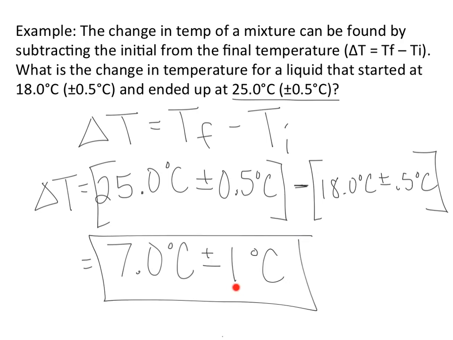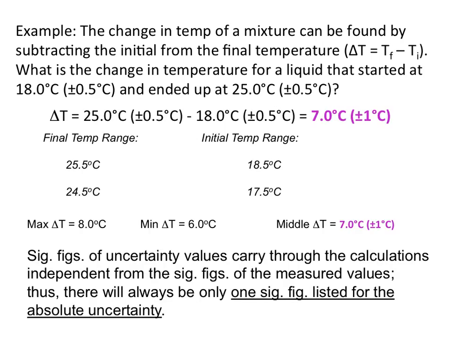And this is our final answer. Looking at this part really quick, your final answers should have uncertainties that are only to 1 significant figure. So even though this is known to the tenth place, your uncertainty is only to 1 sig fig. This is the same problem, so here's our answer: 7 degrees Celsius plus or minus 1 degree Celsius.